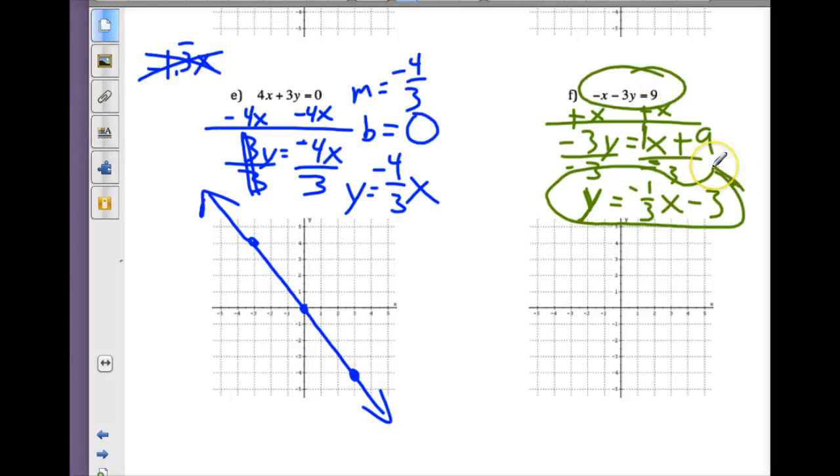So, Colin, back to you. What's the slope and the y-intercept? Slope is negative 1/3 and the y-intercept is negative 3. Sweet. Graph your y-intercept at negative 3 and a slope of negative 1/3. Go up 1, left 3. Maybe do it right. You just draw lines randomly. All right, last page. You guys are doing great.